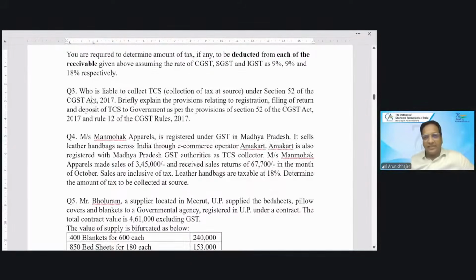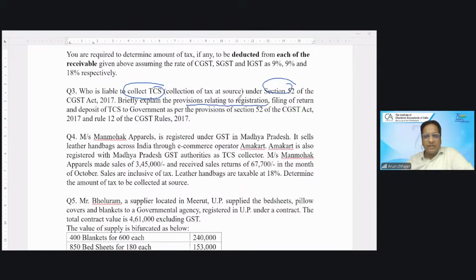Who is liable to collect TCS under section 52? Quickly हम ना क्विकली क्वेश्चन करते हैं. Who is liable to collect the TCS under section 52? E-commerce operator. ठीक है. So you please explain the provision of section 52.